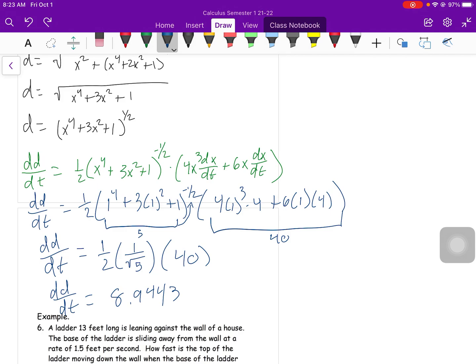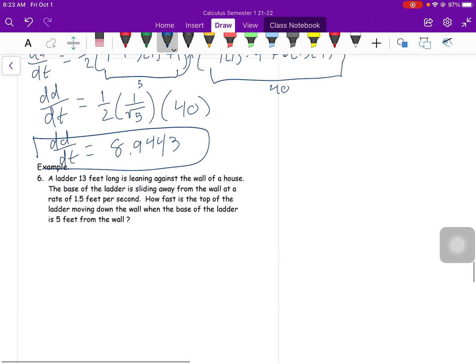My label would just be units. Okay, I can put units if I want to. I'm just going to leave it like this for right now. That's a terrible box. And there we go.